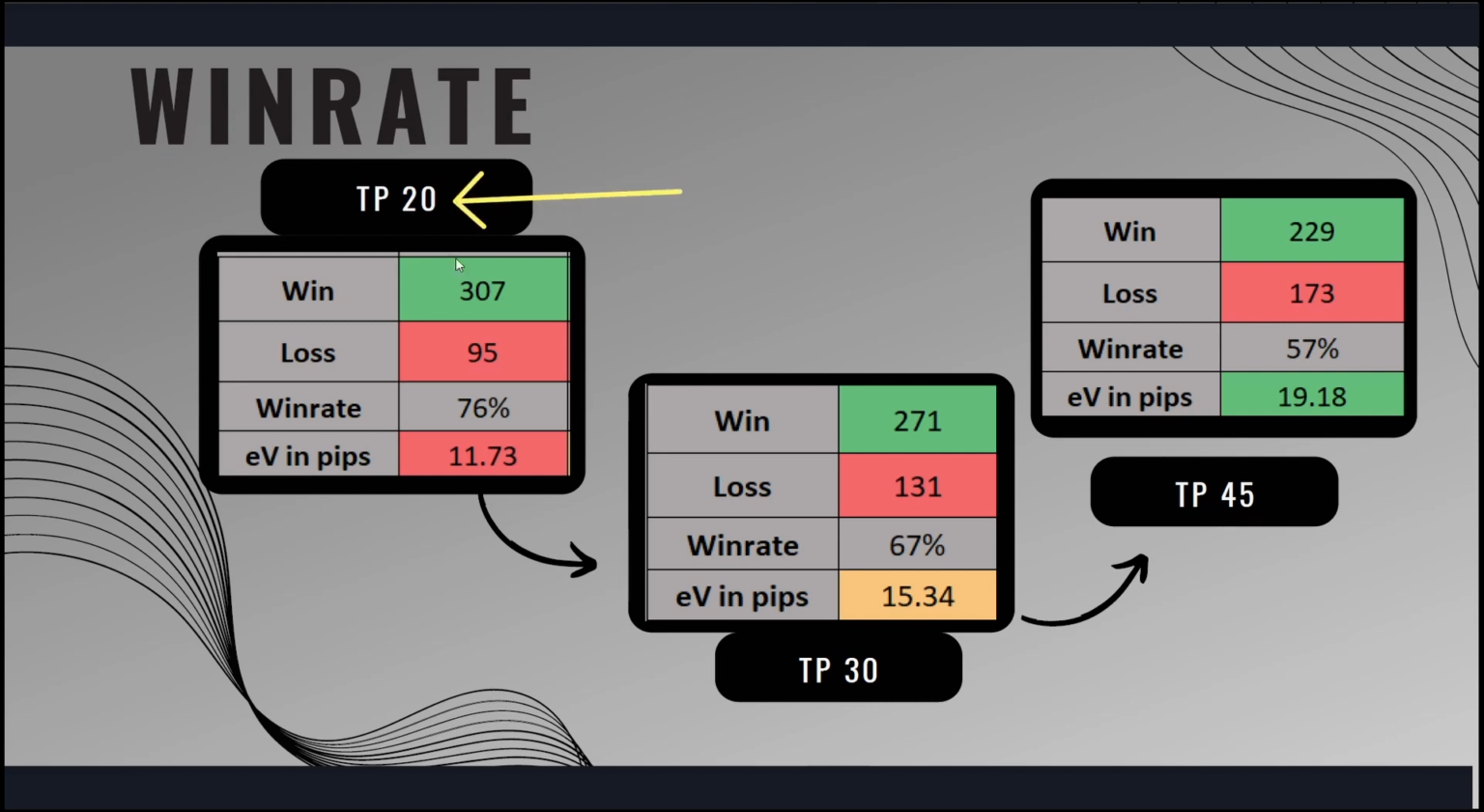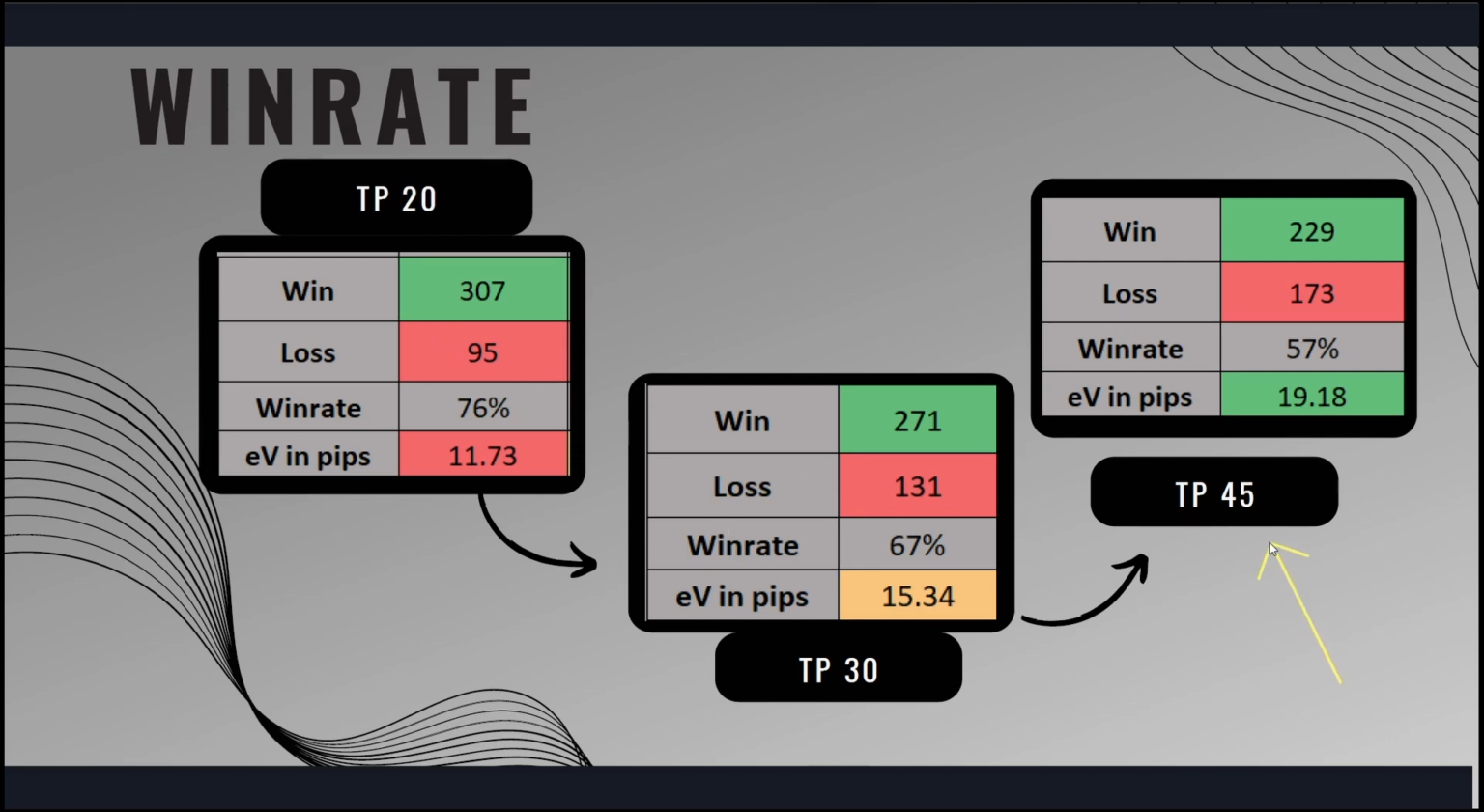So with the 20 pips TP, I had 307 wins, 95 losses, which amounts to a 76% win rate, which is absolutely profitable, as you can see. But the EV is lower than the others. We're going to see with the TP 30, I had, of course, fewer wins. I had only a 67% win rate, but the EV was better because each win was bringing me 10 pips more with the same losses.